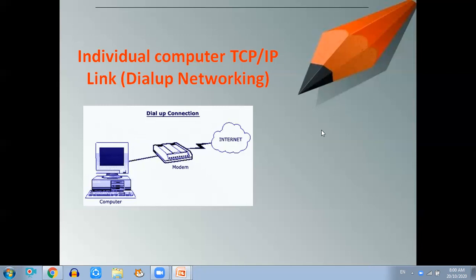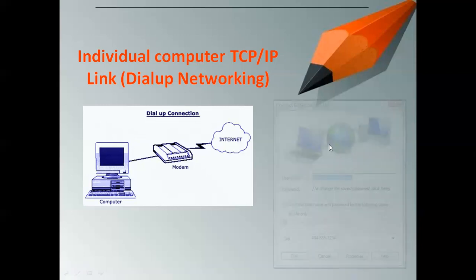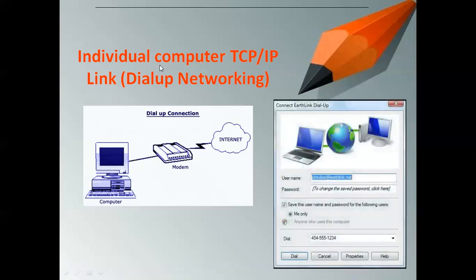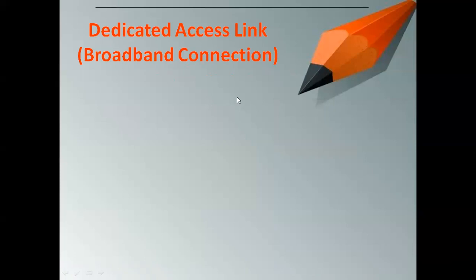Now let's go for the next one. When you want to connect the TCP/IP connection, it will show you such a type of dialog box. You have to enter your ISP username and password, and then you can connect. This is the connection method of this dial-up connection. Now let's go for the next.